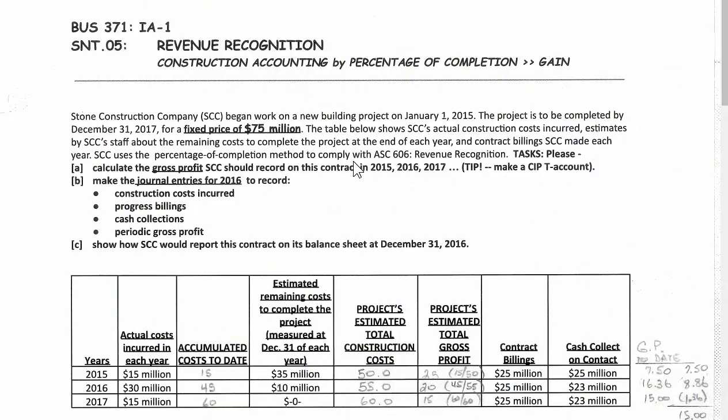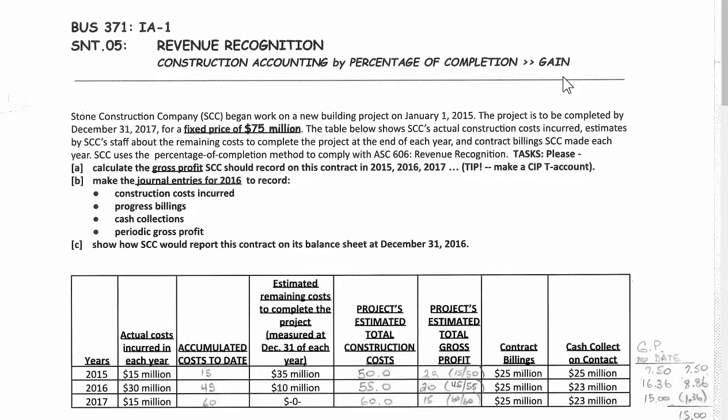In this example, we have the Stone Construction company that had a contract with a $75 million contract amount. The contract will run for the years 2015, 16, and 17 and should be finished by December 31, 2017. What we want to do is to make all the journal entries that are necessary for this particular construction contract and show how this contract will be reported on the company's December 31, 2016 balance sheet, which would be the second year of the contract.